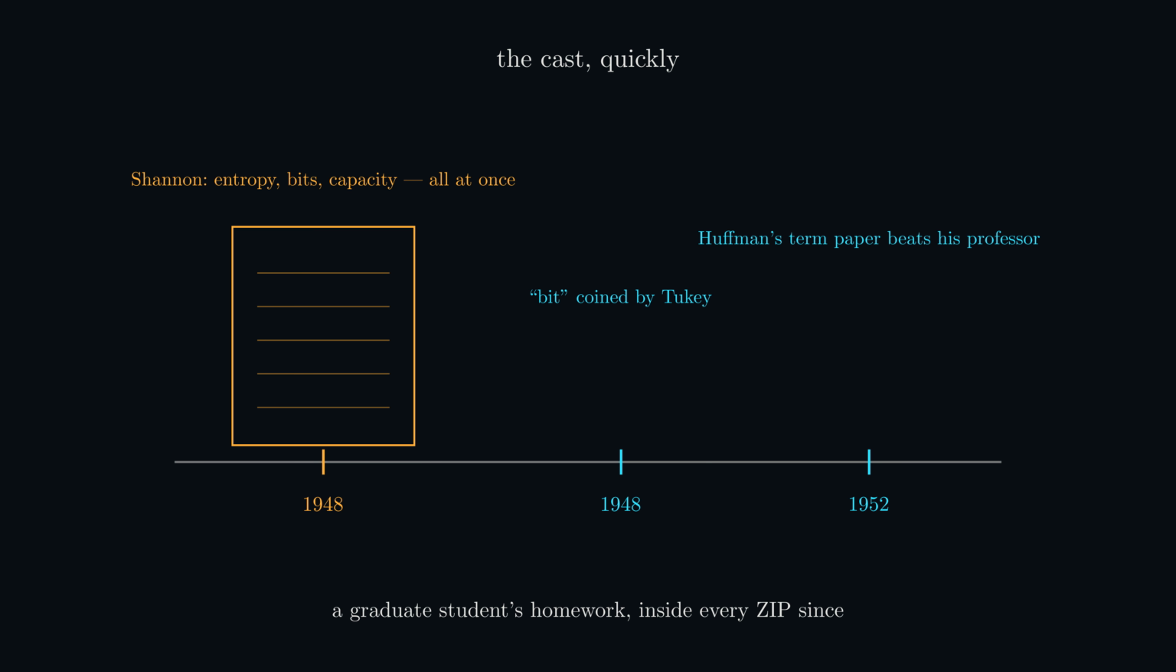1952. Robert Fano assigns his MIT class a problem, find the optimal code. A graduate student, David Huffman, nearly gives up, then sees the trick, build the tree backwards. His term paper beat his professor's own published method and became the algorithm inside nearly every file you have ever zipped.